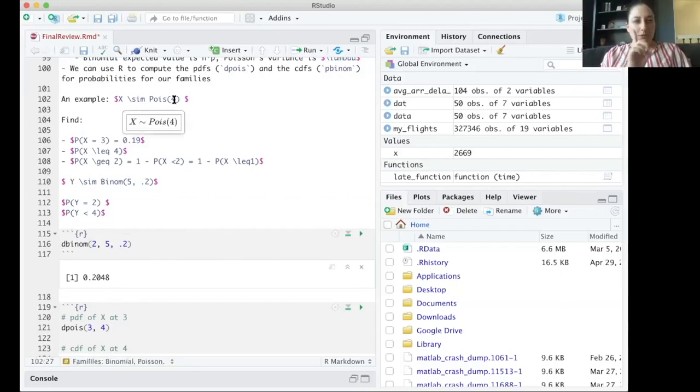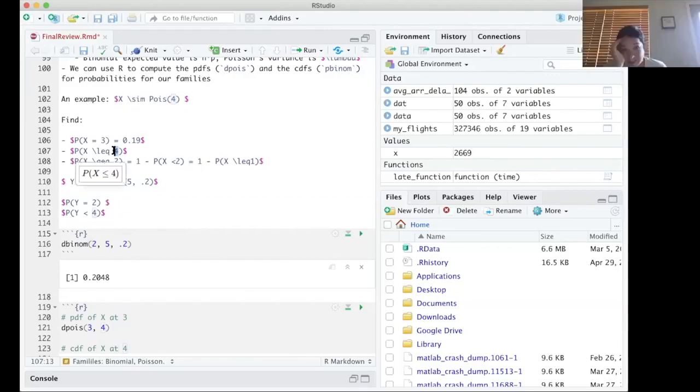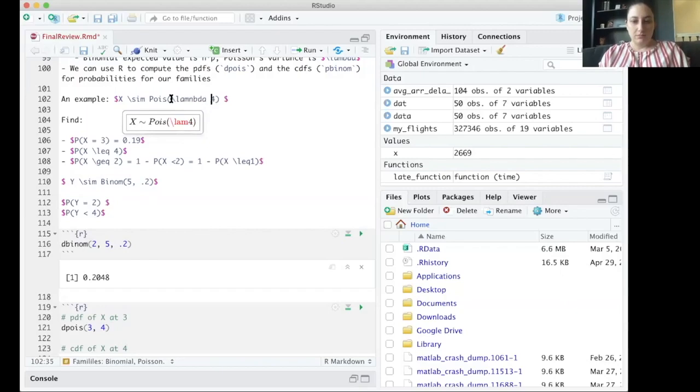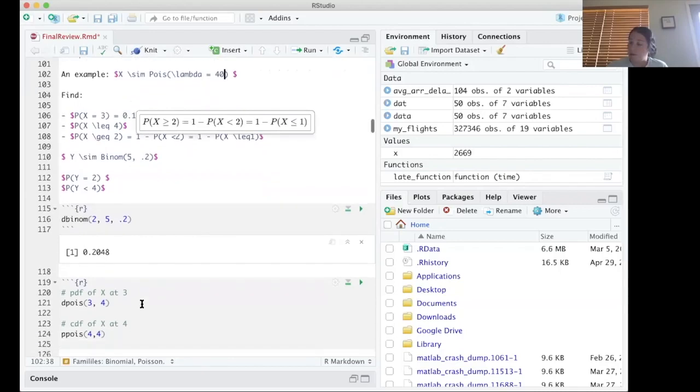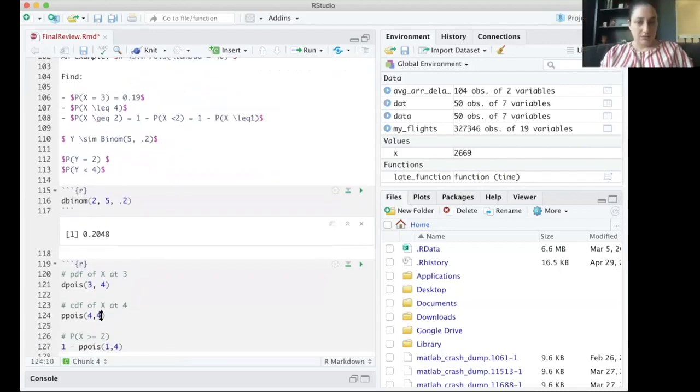Okay. So this 4 is different than this 4. This 4 is lambda. So maybe I'll make it 40. If lambda is 40, what would change down here is this 40.